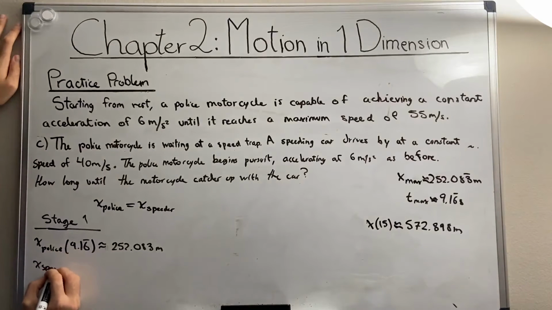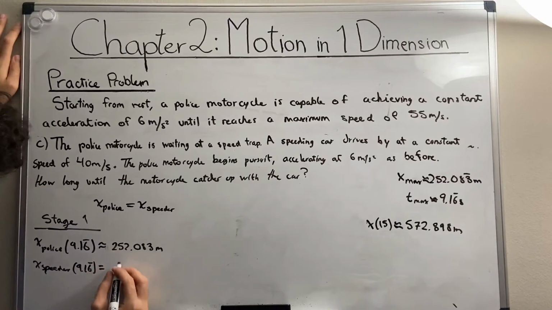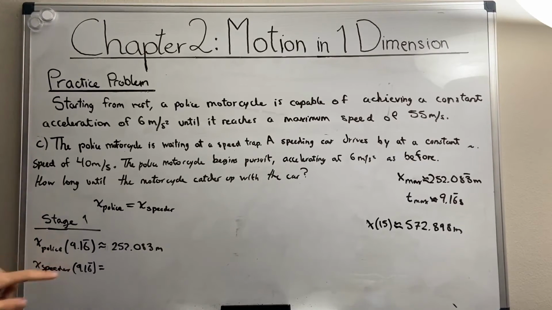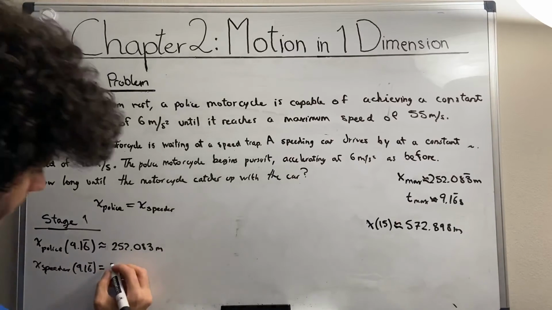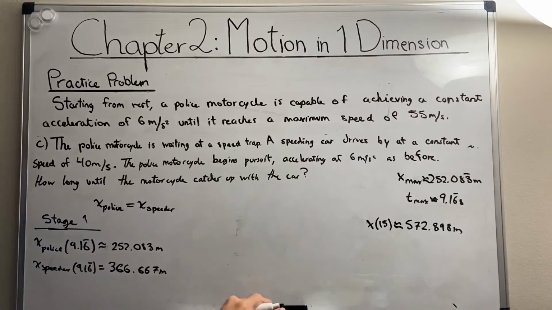And for the speeder, we know that what we can do is actually calculate how far he's gone. The way that we calculate this is just multiplying his speed times the time that it takes him, the time in which we're trying to see how far he goes. So 9.66666666 times 40, which gives us 366.667 meters.